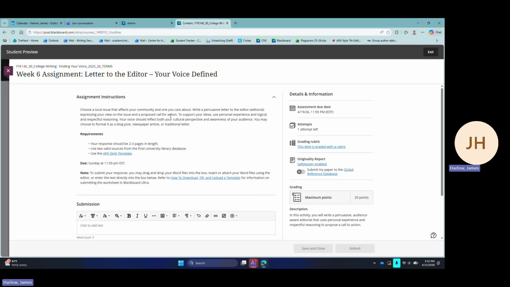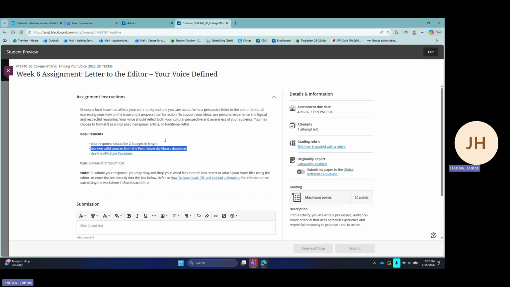Think back to the rhetorical themes we've discussed previously, like ethos, pathos, and logos. How can we make them logically understand what we're saying? How can we make them feel emotionally connected to it? But in addition, how can we make ourselves sound credible? And if you do include any outside resources, which you are supposed to, they must come from the post-university library database, and they need to be valid sources.